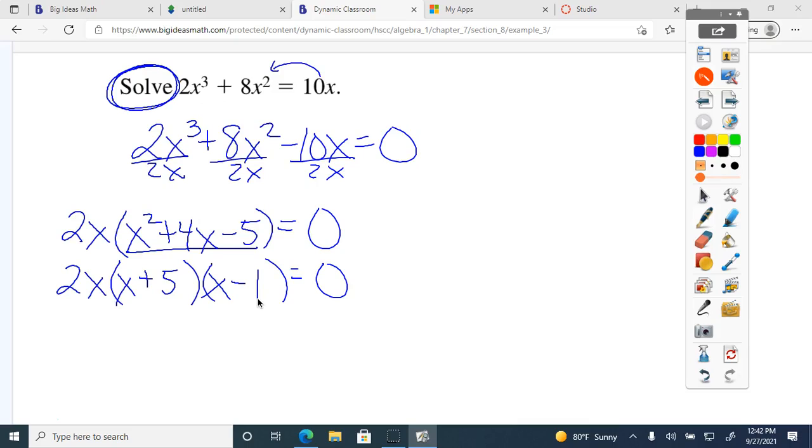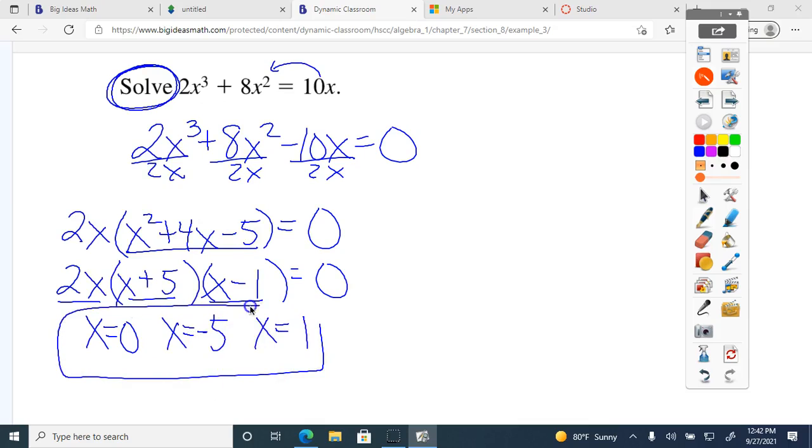And then now, the one difference between factor and solve is once we factor them, we set them equal to 0, which basically just means we do what? Do the opposite, right? So this 2x, x would equal what? 0. The x plus 5, what's x going to be? Negative 5. And for this one, x will be positive 1. Because remember, you're trying to figure out what makes these factors 0. Easy enough?